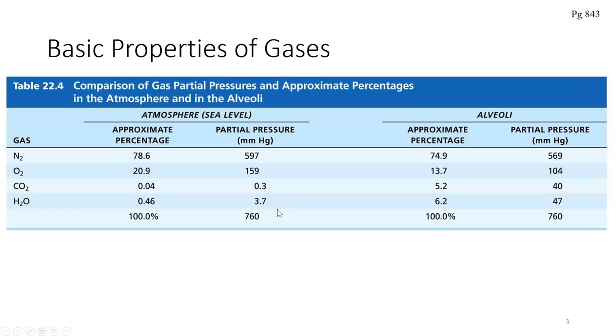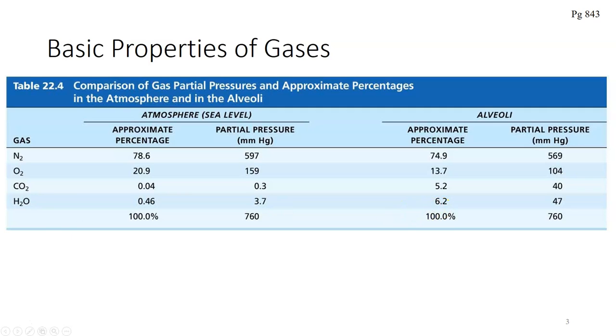In the alveoli, the composition is slightly different. In the alveoli, the percentage of nitrogen is slightly lower at 74.9%, oxygen is slightly lower at 13.7%, carbon dioxide is slightly higher at 5.2%, and water vapor is also slightly higher at 6.2%.